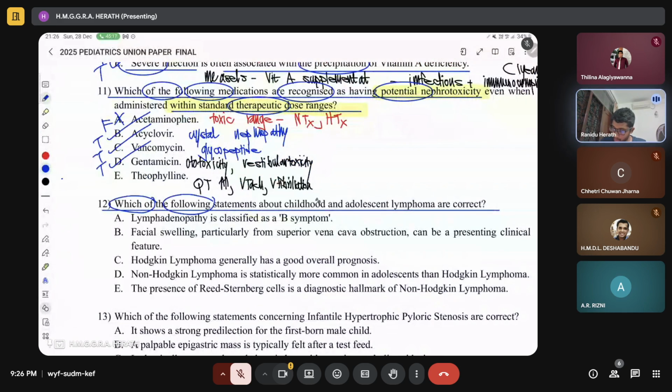Which of the following statements about childhood and adolescent lymphoma are correct? What is lymphoma?